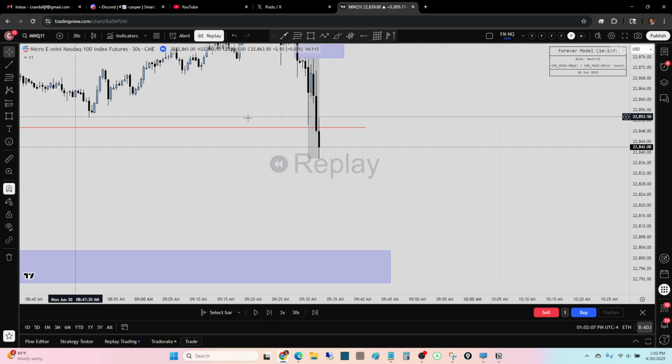Anyway, so see we make more bearish structure. Our continuation of order flow is bearish. We're creating bearish fair value gap.